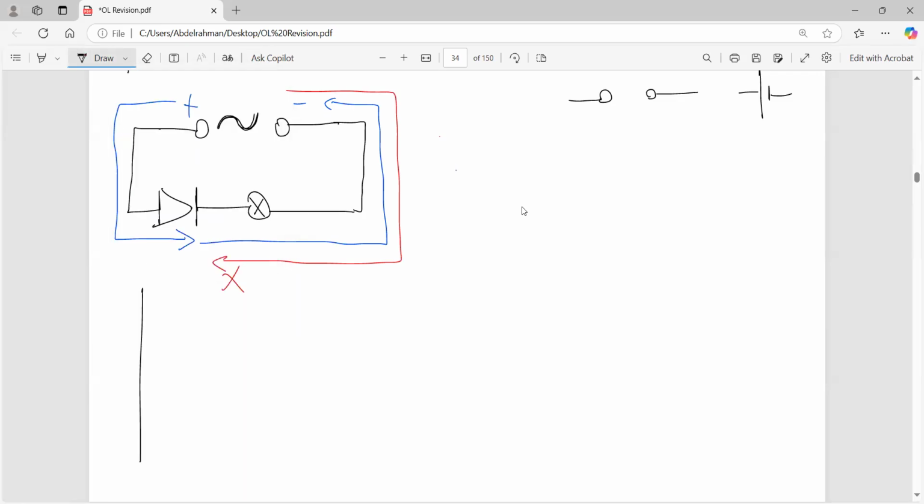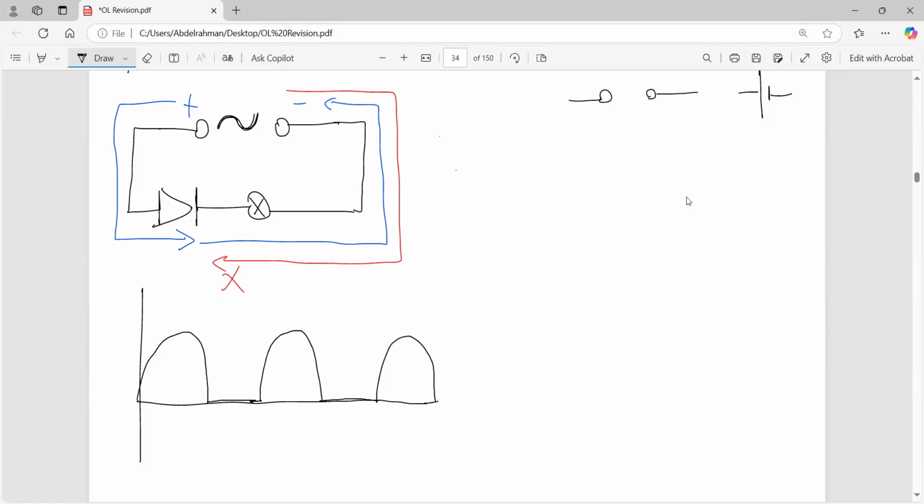So if you want to draw the voltage with time, or the current with time, what will happen? You'd have half of the cycle on and then half of the cycle off, zero. Half of the cycle on and half of the cycle off. So only half. Why? Because you have a diode, which allows the current to pass in only one direction.